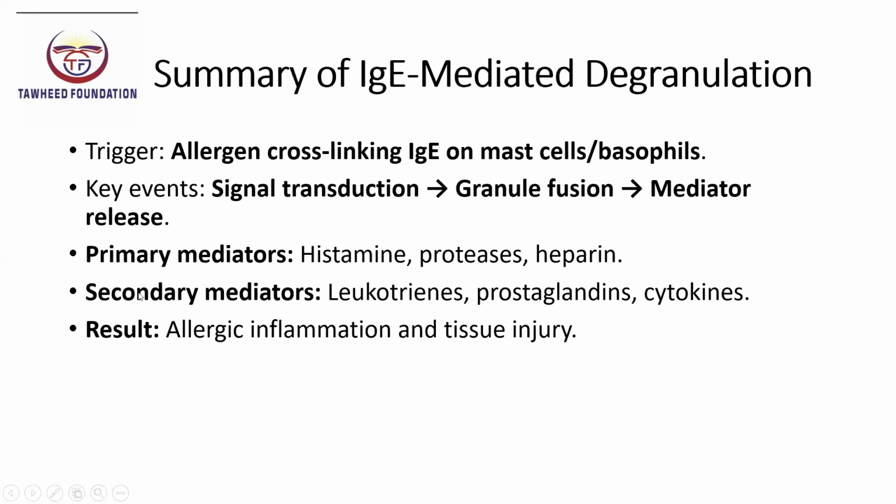Primary mediators such as histamine, proteases, and heparin act immediately, whereas secondary mediators, including leukotrienes, prostaglandins, and cytokines, contribute to sustained inflammation. The net result is allergic inflammation and tissue injury, manifesting clinically as swelling, redness, bronchoconstriction, mucus secretion, and in severe cases, anaphylactic shock. Emphasizing this pathway helps students understand how molecular events translate into clinical allergic symptoms.